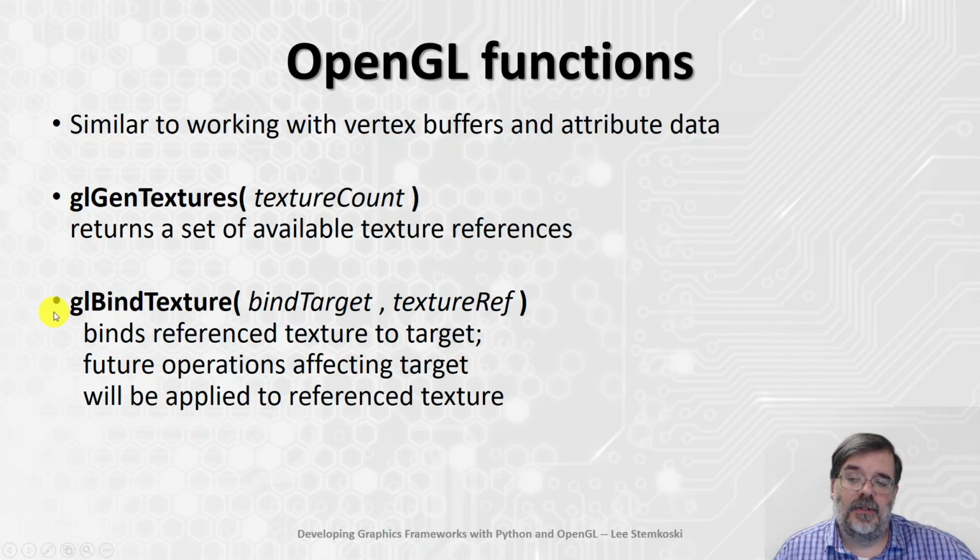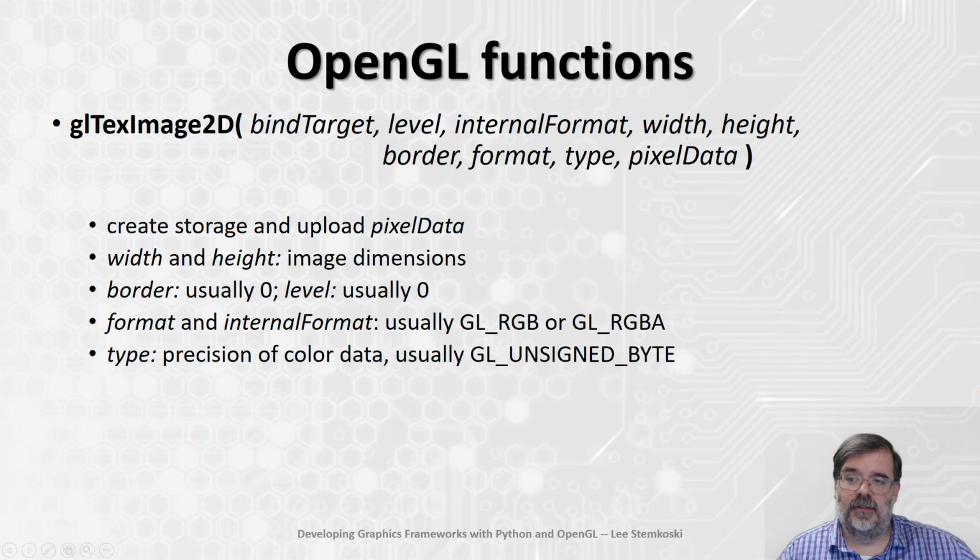Next, we need to use the function glBindTexture. Now, just like working with vertex buffers, we usually don't refer to a texture reference directly. Instead, we bind a texture reference to a specific target, like GL_TEXTURE_2D. And then future OpenGL functions that reference this bind target will in fact reference the texture that's been associated. So that will be important to set up, generating a texture and then binding the texture.